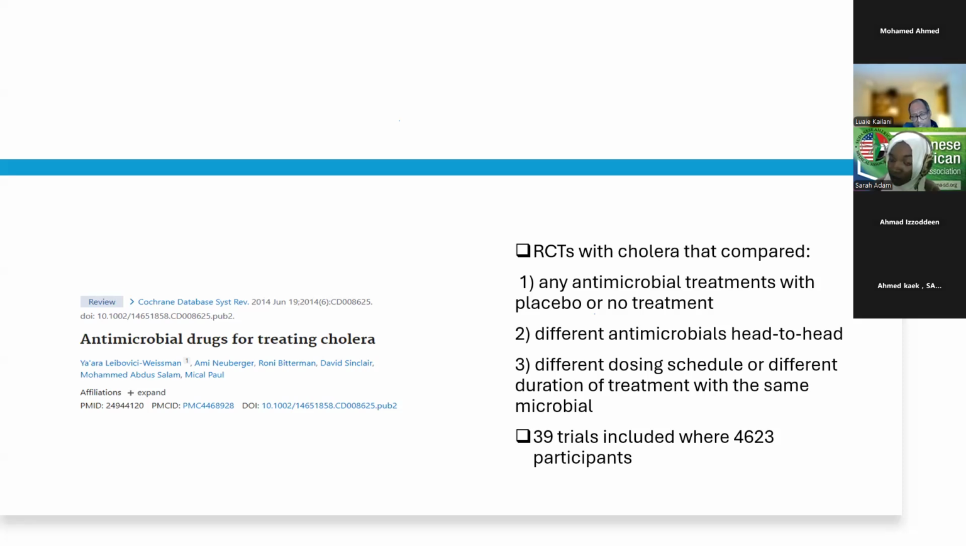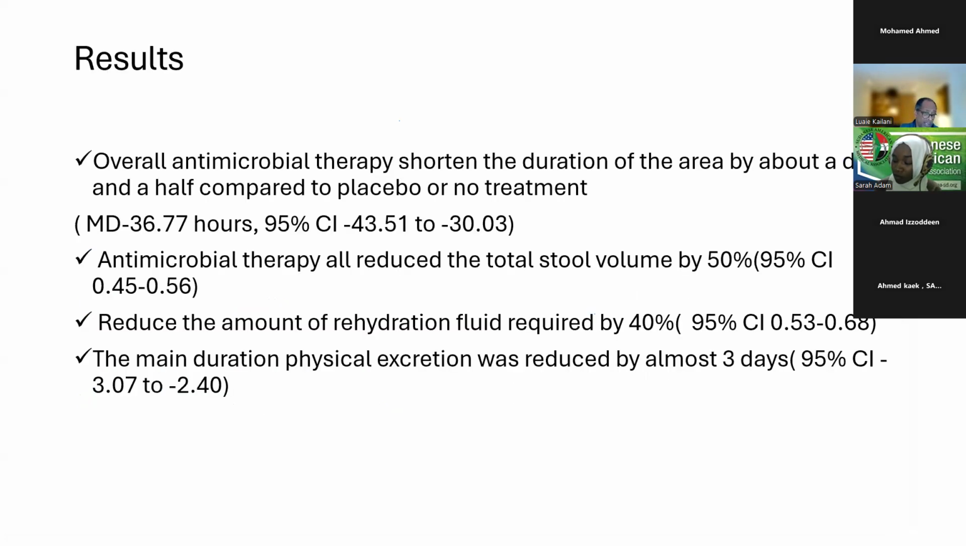They looked for all RCTs which compared antimicrobial to placebo or no treatment, different antimicrobials head to head, and different dosing and different schedules. So the total was 39 studies, between RCTs and quasi-randomized controlled trials, with up to 4,000 participants. They basically came up with the same ideas which we are using now.